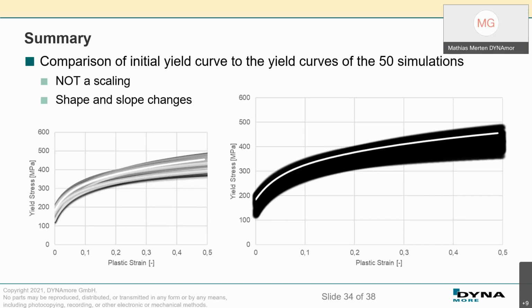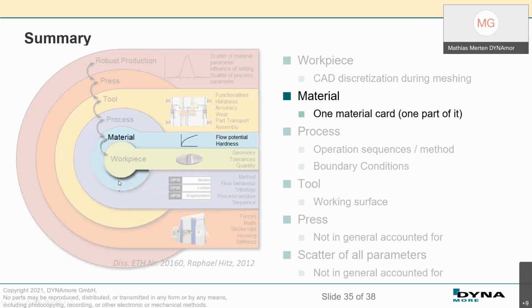So this is important. To sum up, of all the parameters that may influence the stability of your production process, we have just changed one part of it. We just applied statistics to one part of the material card. Each of the other parameters can also undergo scatter, and you need to have data for it to make such an analysis. So there's a lot to do.